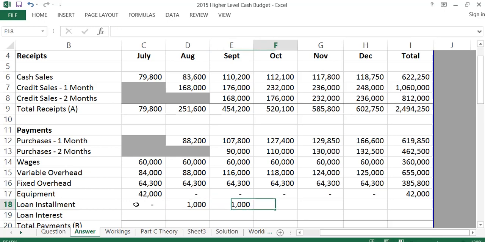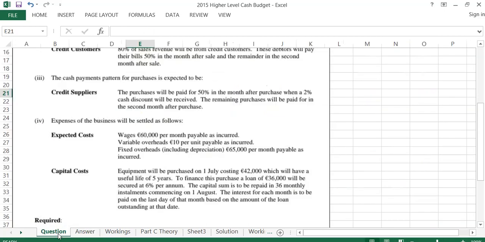September is 1,000, October is 1,000, November is 1,000, December is 1,000, and that comes to 5,000. The loan interest, again if we go back to the question, the interest for each month is to be paid on the last day of the month based on the amount of the loan outstanding at that date, which means our interest will change each month.